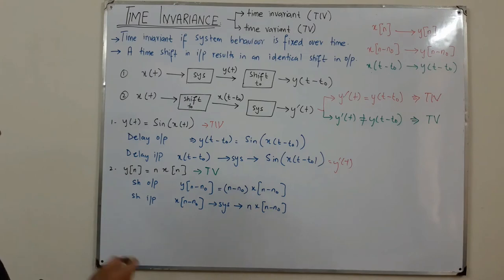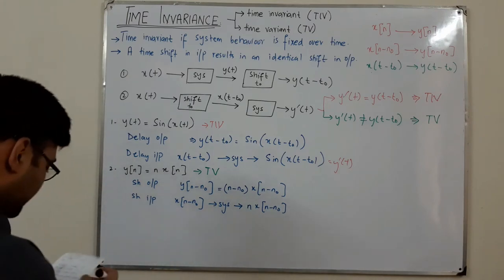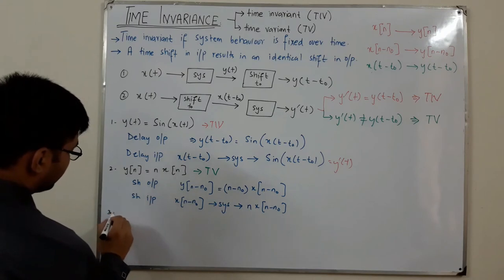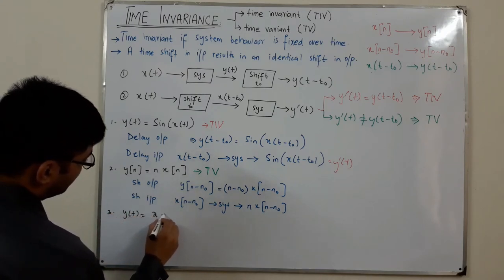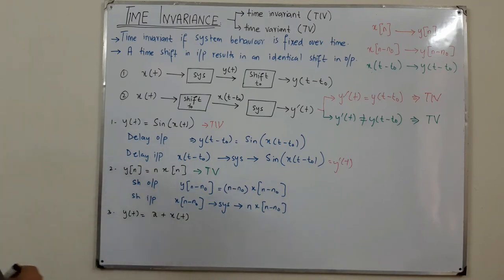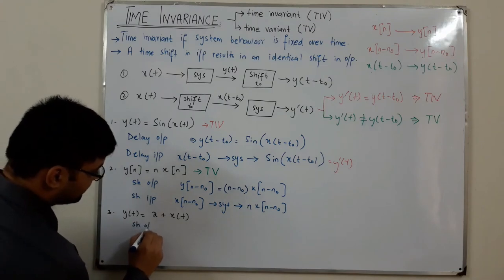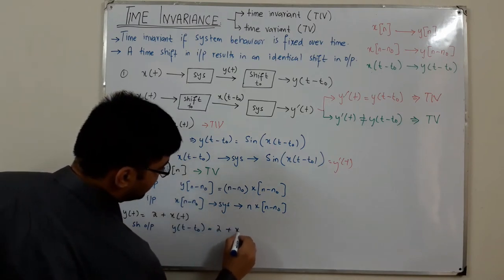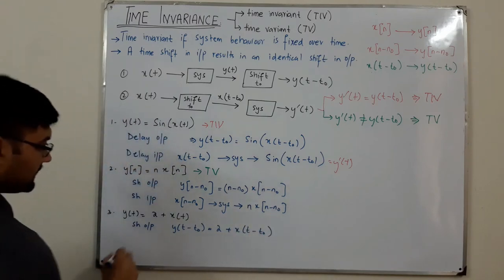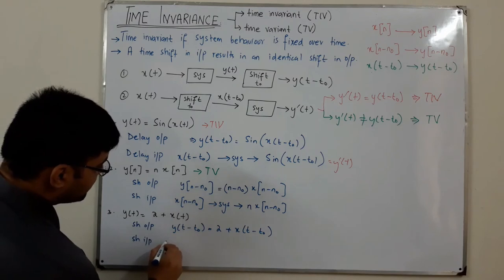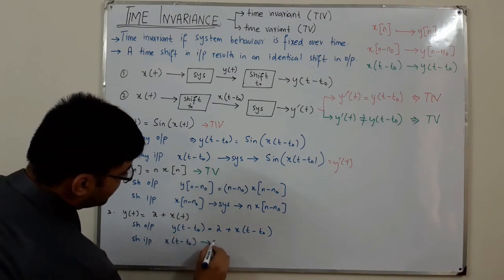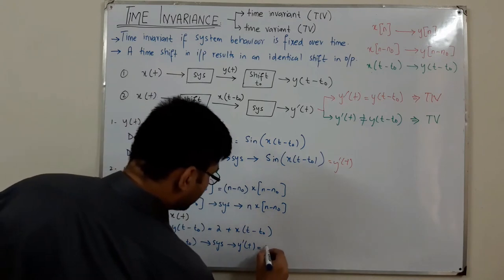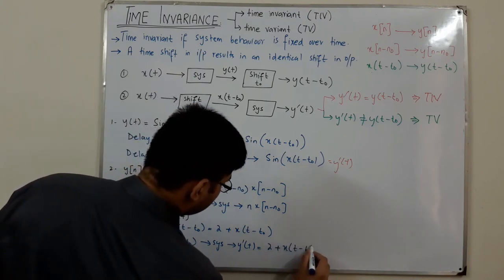Fine. Now I have a graph in the book, I will discuss this later, in the end. Number 4 is 2 plus x of t. Let's say over here y of t is 2 plus x of t. Again, you shift the output first. So y of t minus t naught equals 2 plus x of t minus t naught. Now you have a shift in the input, so you have x of t minus t naught. Now you feed it to the system. The system is basically adding 2 to your input, so you have 2 plus x of t minus t naught.